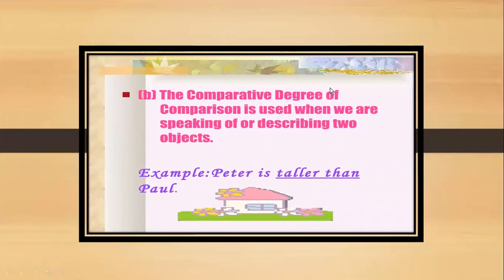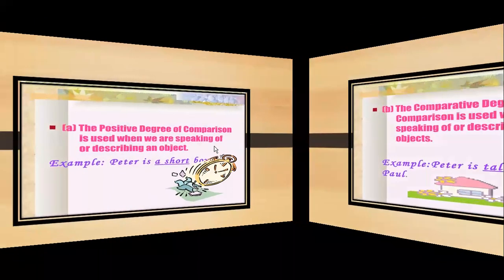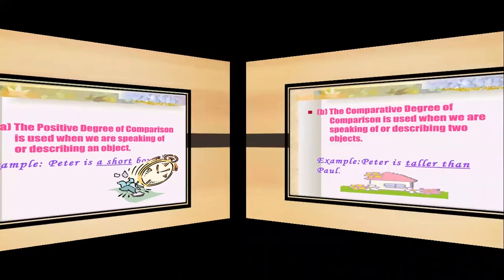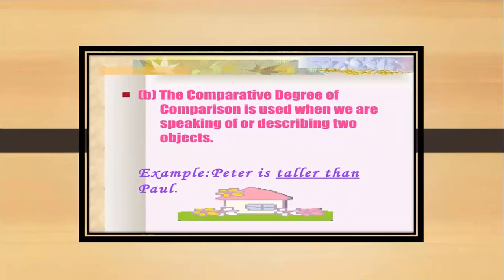The comparative degree of comparison is used when we are speaking or describing two objects. The previous one, the positive, is for describing a single object, and the comparative is for speaking about two objects. Like Peter is taller than Paul. So we're describing the two.